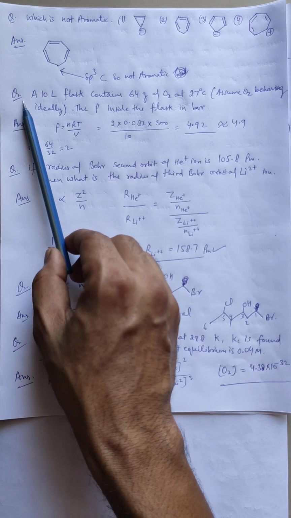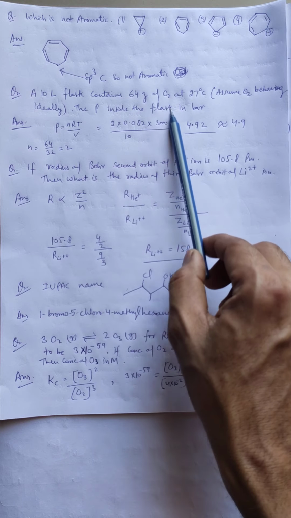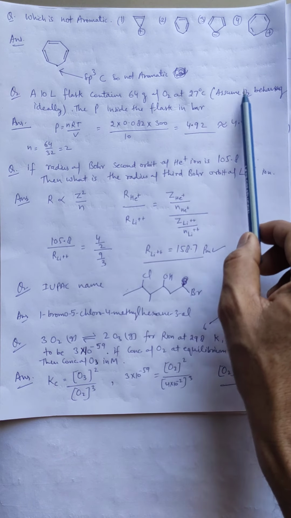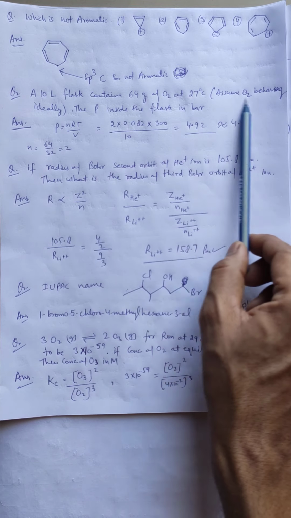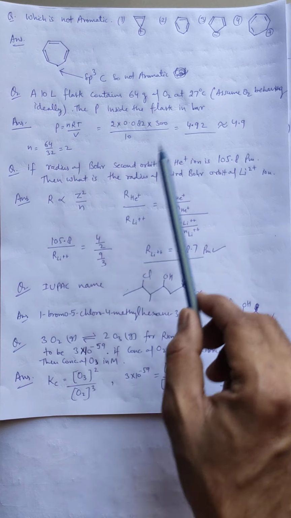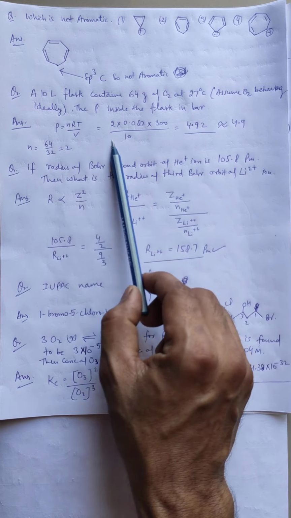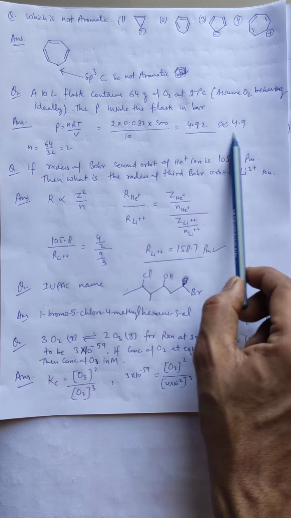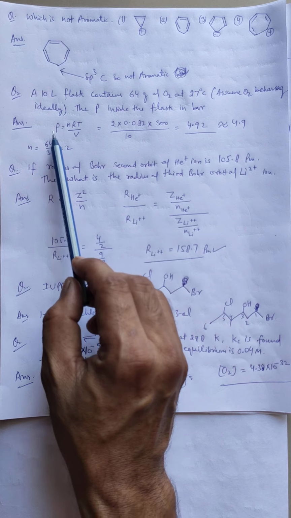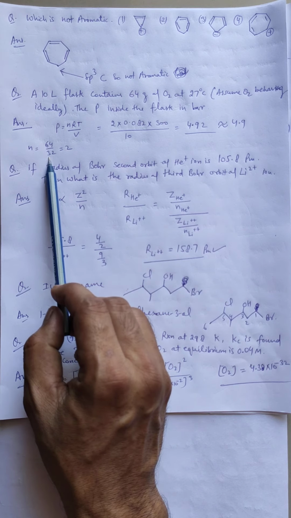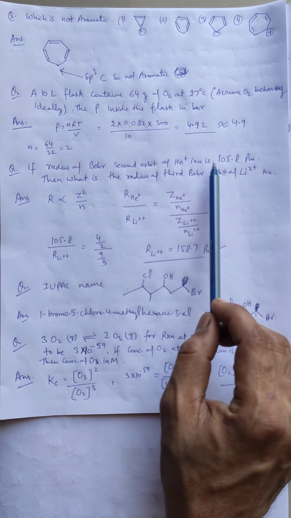Okay. Now the next question is, a 10-liter flask contains 64 gram of oxygen at 27 degrees centigrade. Assume oxygen behaves ideally. What is the pressure inside the flask in bar? So oxygen is behaving ideally, so PV is equal to nRT, the ideal gas equation. n is 2, R is 0.082, temperature 300, volume 10. So the calculation will give 4.9. The moles come to 2 because 64 is given and the molar mass of oxygen is 32.